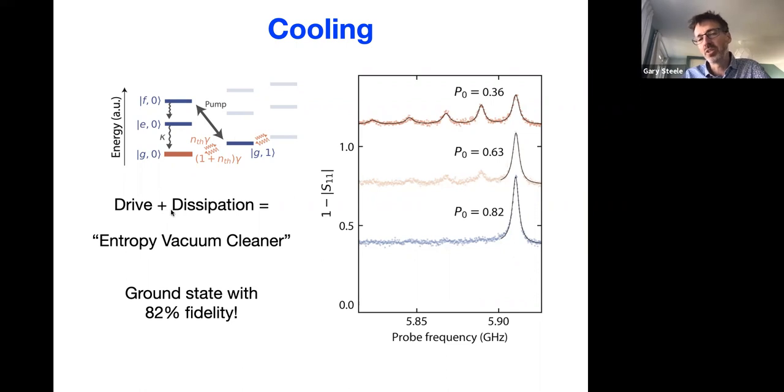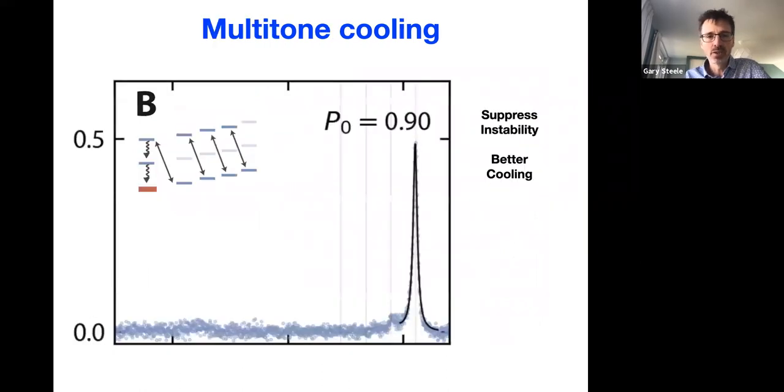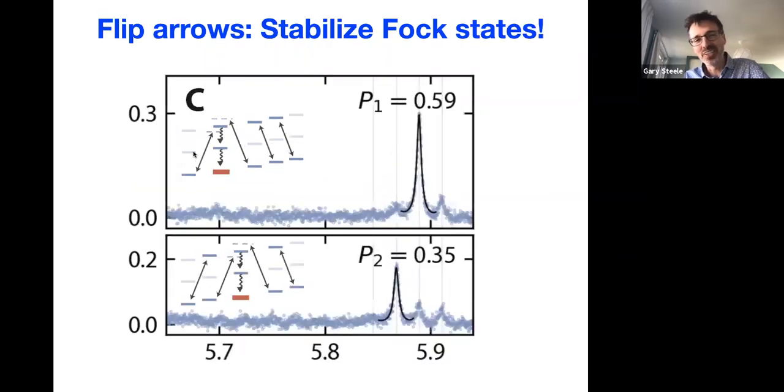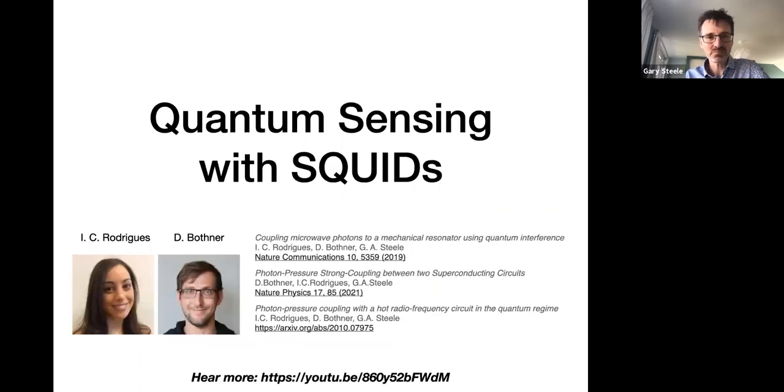Basically, we're using this driving field together with the dissipation of the circuit as sort of an entropy vacuum cleaner, I like to call it, and that brings us to the ground state with 82% fidelity. What was also fun is we can suck harder with more vacuum cleaners, and that gets us to 90%. And we can also turn one of our vacuum cleaners around so that it blows rather than sucks. And then we can actually stabilize our radio frequency mode into a non-classical Fock state, for example, a single photon or two photons.